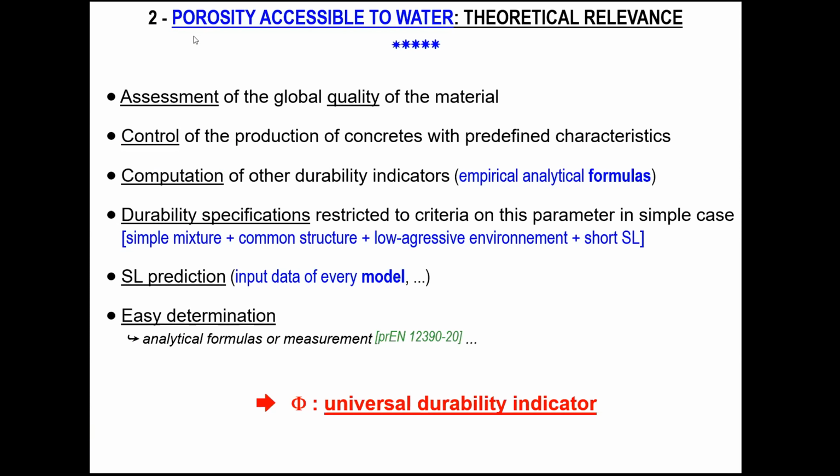And this is to show you that these are not only physical parameters, but they can also be chemical parameters. And there is another one, which is a very general parameter you will need for everything. For example, you can use it for global quality assessment of your material. You can control the production of concrete with it, and you can compute other durability indicators thanks to this parameter, which is very easy to assess. And you can use analytical formulas to assess other durability indicators.